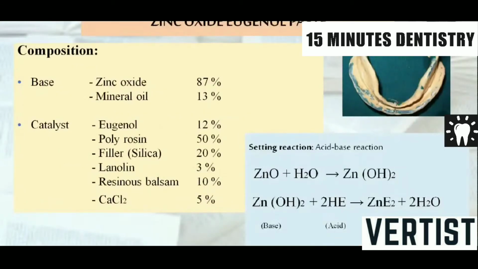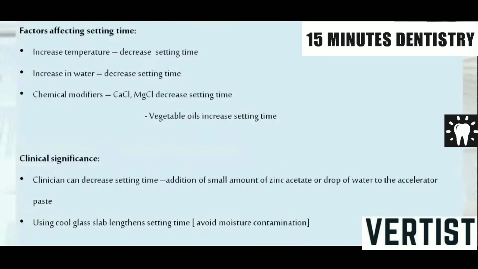We'll start with the zinc oxide eugenol impression material. This is a material used for making the final wash impression. After border molding, you can make an impression with zinc oxide eugenol. The base material is zinc oxide, and the catalyst is eugenol, polyrosin and silica. The reaction between zinc oxide and eugenol is a chelation reaction that forms zinc eugenolate, and water is released.